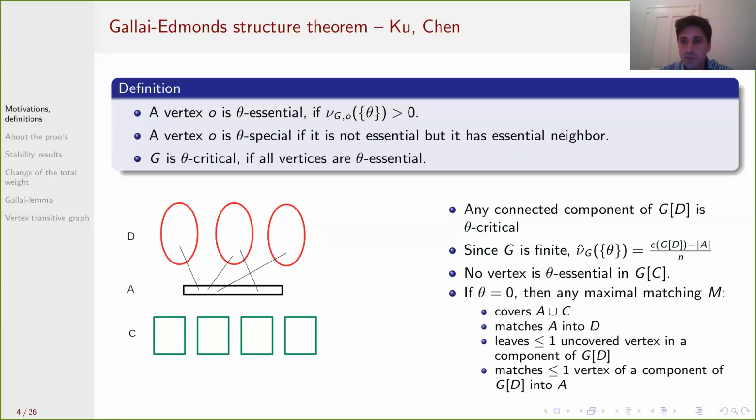So maybe I should say that, yeah, maybe that would be better. So you can think, when theta is 0, about this nu GO 0 as a quantitative measurement for: is there a maximum matching that leaves me uncovered? For theta equals 0, this is the meaning of this essentiality, and this is what we usually learn.